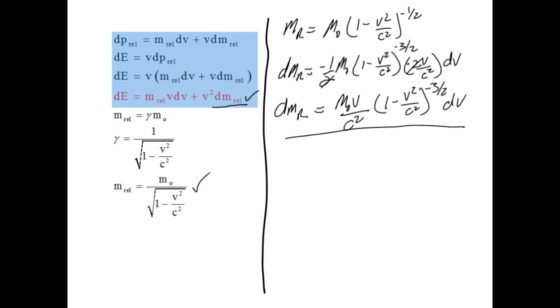Okay, and this is a minus 2 here, so I missed that. But the change in what's inside of this parentheses is minus 2v divided by c squared. So therefore, minus 2 times a minus 1/2, the 2's cancel, okay? And so I multiply by c squared, and I end up with the rest mass times the velocity divided by c squared times 1 minus v squared over c squared raised to the power of minus 3/2 times dv.